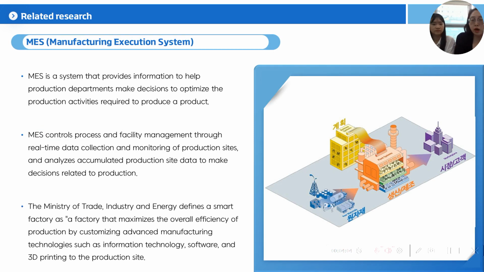Okay, let's dig into the related research of our work. The manufacturing execution system, which can be shortened as MES, is a system that provides information to help production departments make decisions to optimize the production activities required to produce a product. MES controls process and facilities management through real-time data collection and monitoring of production sites, and analyzes accumulated production site data to make decisions related to production. The Ministry of Trade, Industry and Energy in South Korea defines smart factories as factories that maximize the overall efficiency of production by integrating advanced manufacturing technologies such as information technology, software, and 3D printing into the production site.